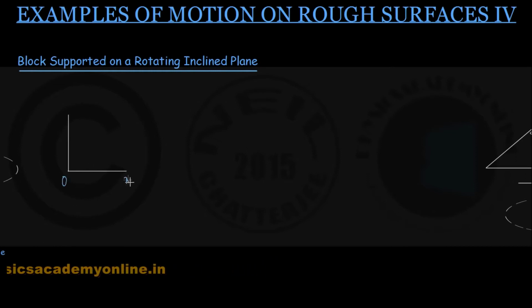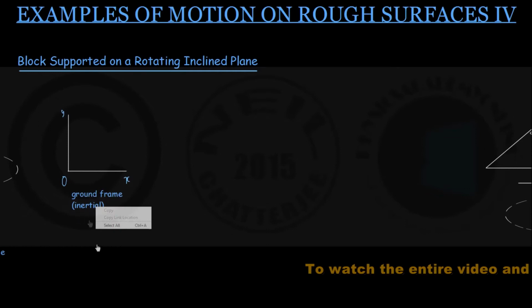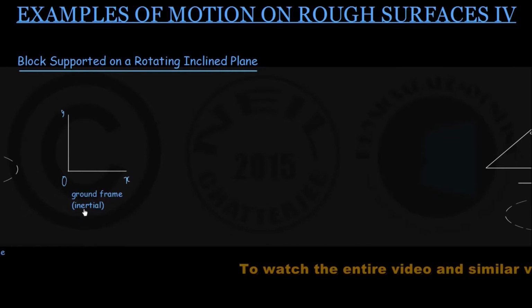Suppose we have got a frame of reference here, and let me call that frame of reference OXY, and this is attached to the ground. In that case, for observing terrestrial phenomena, we can consider this frame to be an inertial frame. I say inertial frame is one in which Newton's laws are valid. So here we have got a frame of reference OXY that is attached to the ground, and hence it is an inertial frame of reference.